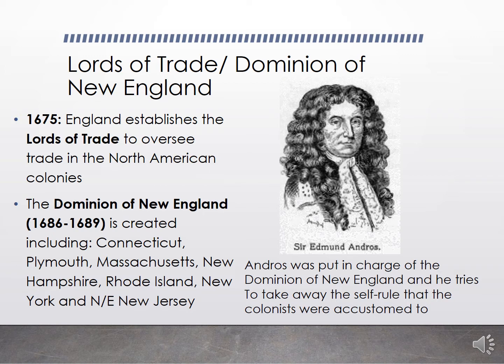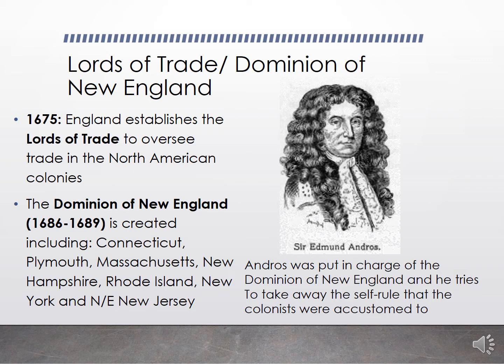The second thing that happens is a brief period of time. It's a 3-year period of time between 1686 and 1689, where the British government decides to create something called the Dominion of New England. And they put this guy in charge, Sir Edmund Andros, and he gets put in charge of this very large territory that included Connecticut, Plymouth, Massachusetts, New Hampshire, Rhode Island, New York, and parts of Northeast New Jersey. So there's this gigantic piece of land he's put in charge of.